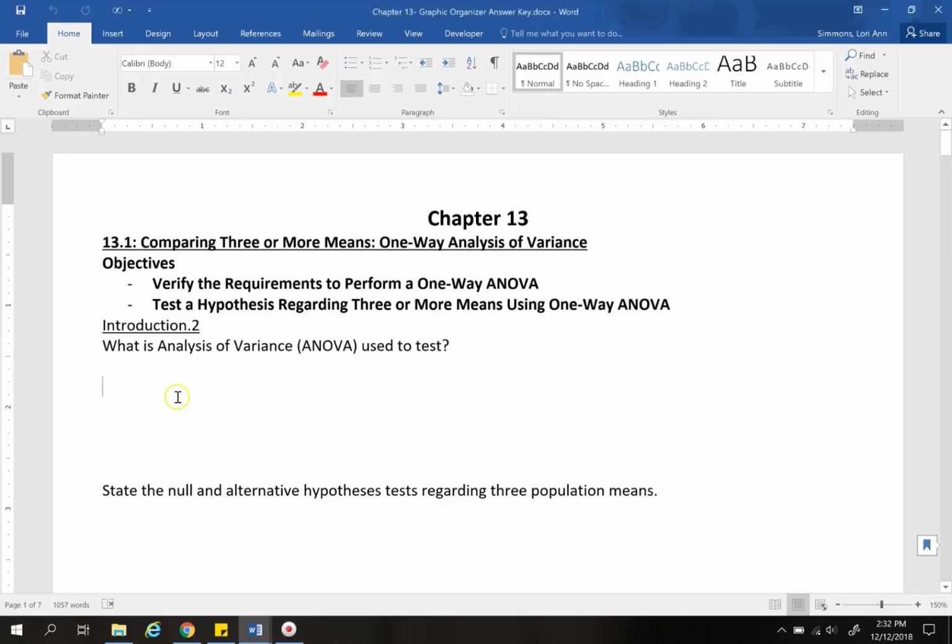Lesson 13.1, the last lesson. Congratulations. Comparing three or more means: one-way analysis of variance. The objectives for this lesson are to verify the requirements to perform a one-way ANOVA and test a hypothesis regarding three or more means using one-way ANOVA.